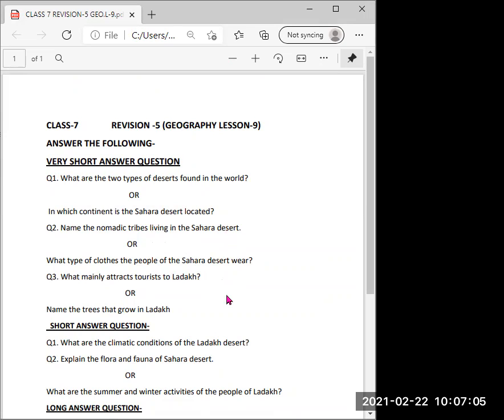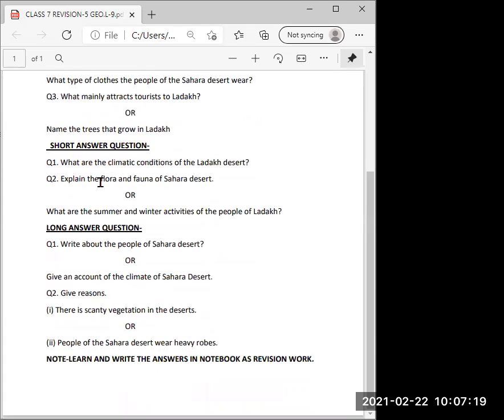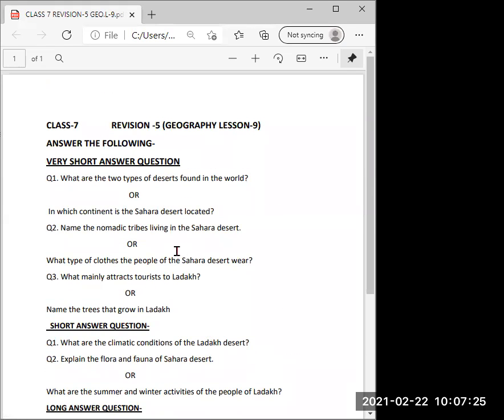Only answers you write it down in the notebook as revision 5, so that you will be able to learn also. जब लिखोगे तब आपको याद होगा. Now that's all for today. Very short and long. You go through these, learn and then write down the answers in the notebook as revision work.